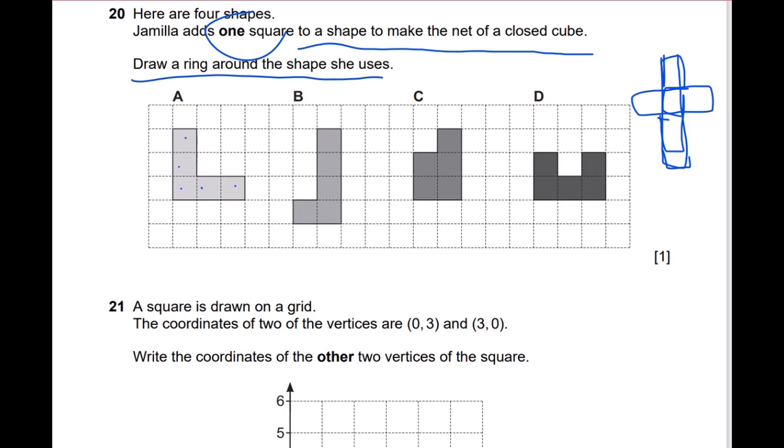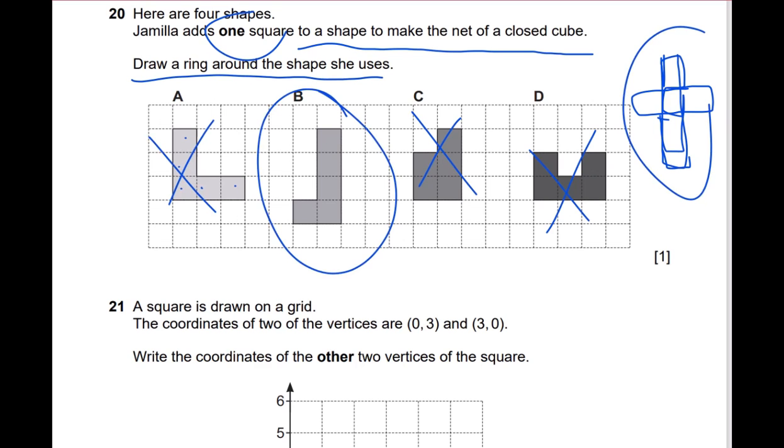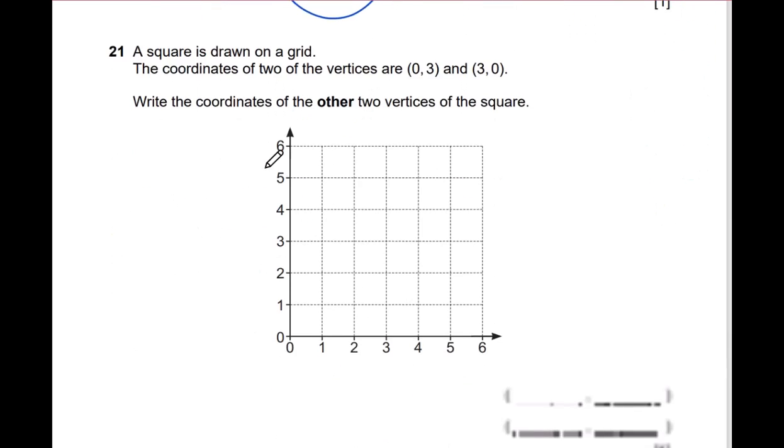Okay, which one is your answer, guys? This is definitely not, because it will overlap when we fold it. So the one that is similar to this is this one, and the extra square will be here, and then when Jamila folds it, it will definitely close to make the shape of a cube. Alright, next, 21.